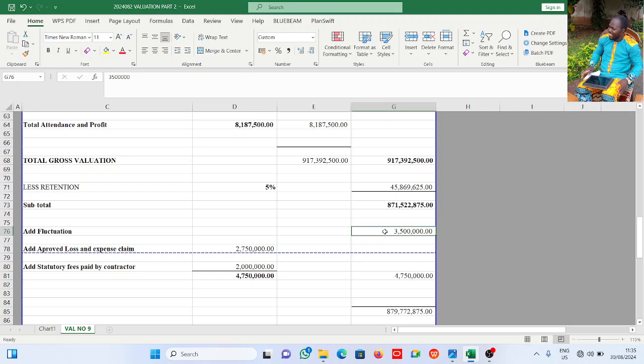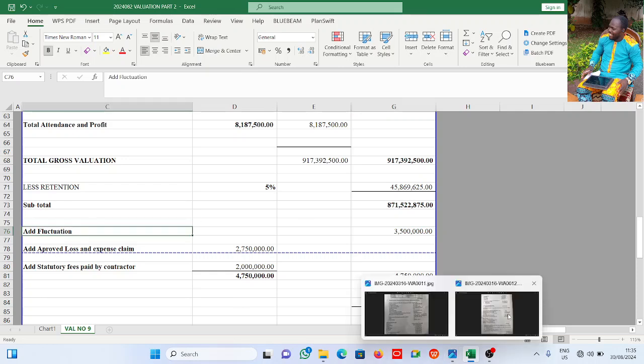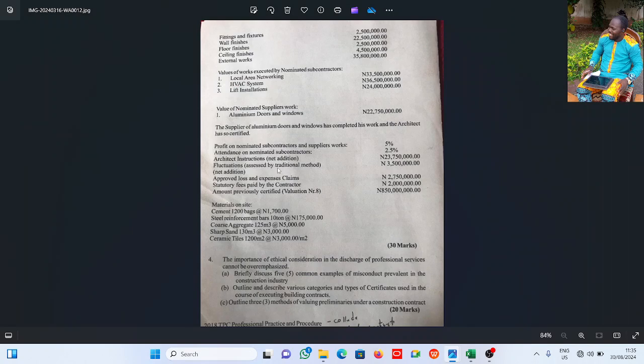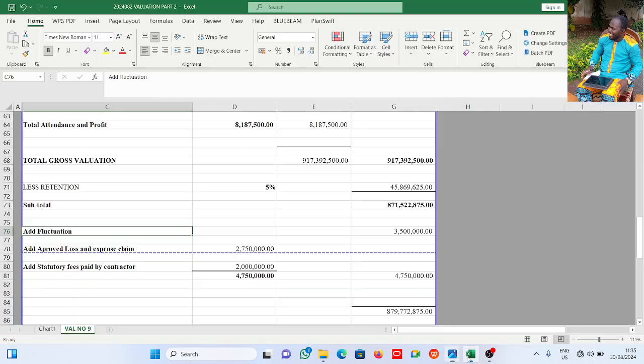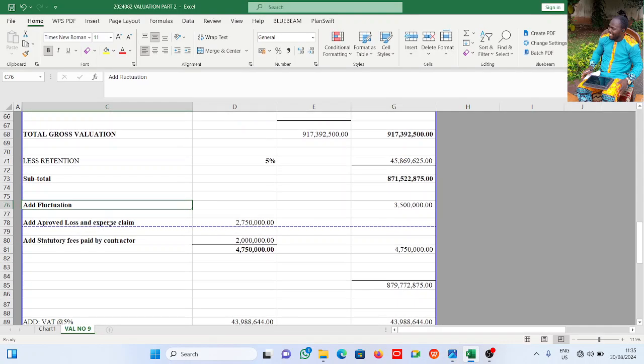All right, that's what we have here. Fluctuation is 3,500,000. See, I just said add fluctuation. Look at it here in the question. Fluctuation assessed by traditional method, it is 3,500,000. All right, we'll add loss and expense claim. I already told us what loss and expense claim is: additional cost incurred by the contractor in execution of a particular item of work, and I gave examples also. But now you see, statutory fees paid by the contractor, they are not also subject to retention.